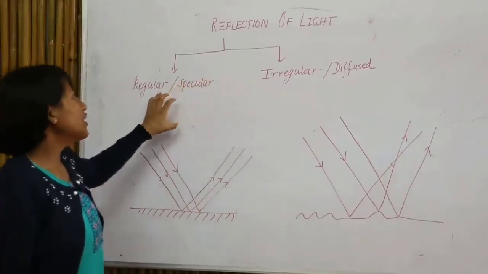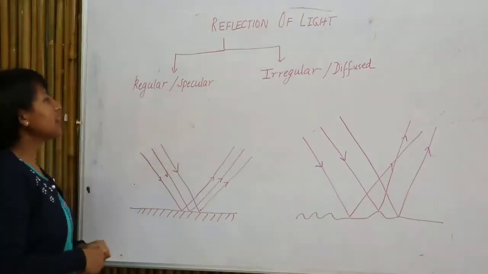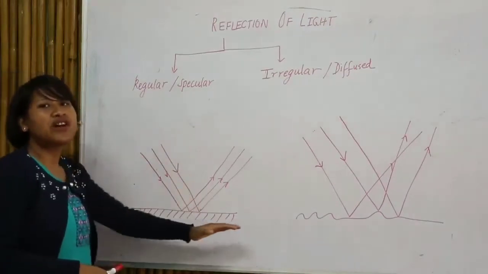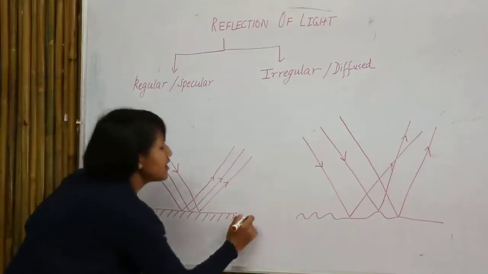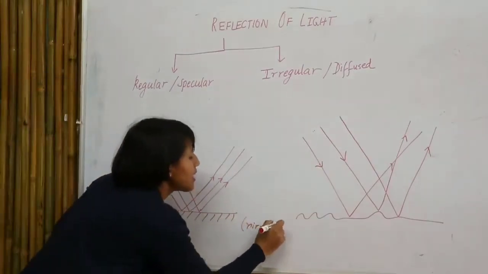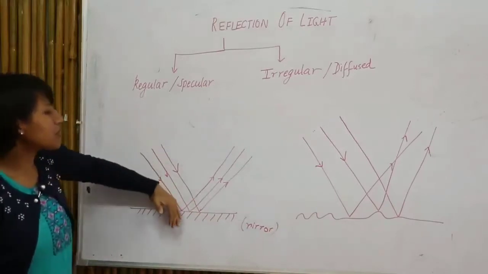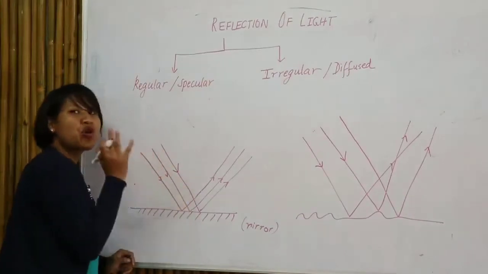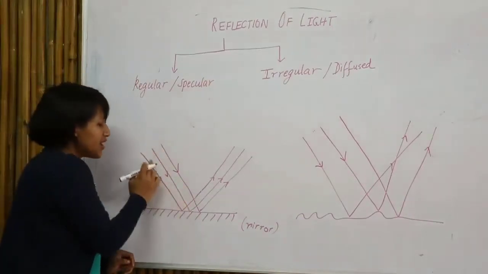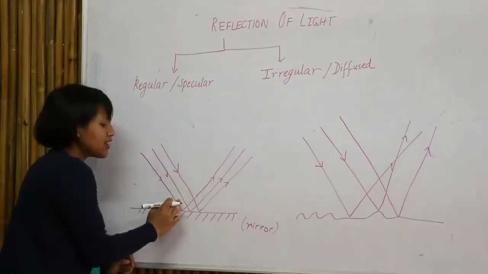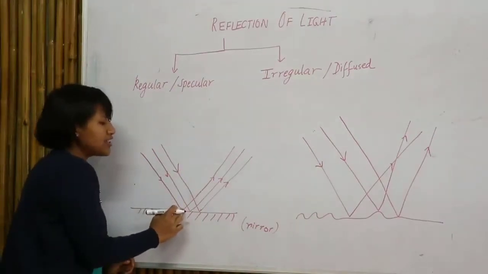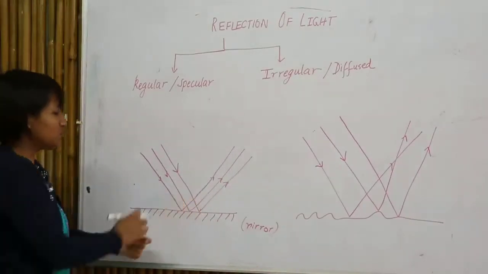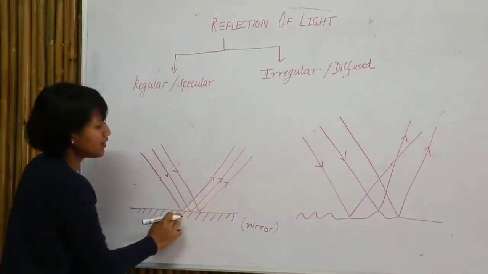Regular or specular reflection of light is when a parallel beam of light strikes a very smooth and polished surface, for example a mirror. When it strikes a mirror, it first has to obey the law of reflection. Say the angle of incidence is I, then it will adjust so that the angle of reflection is also equal to the angle of incidence. As a result, it will be reflected in this way.